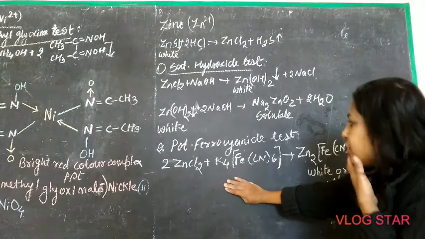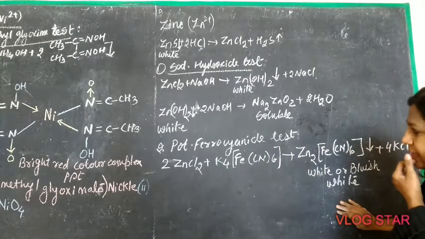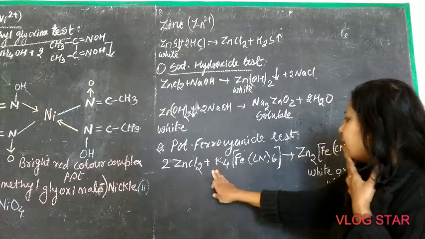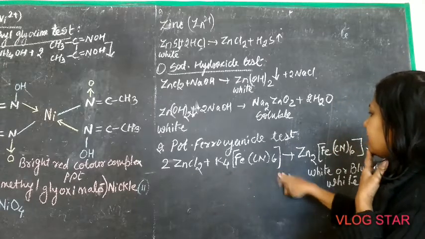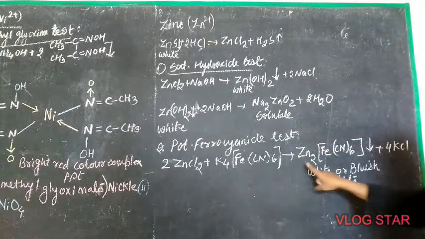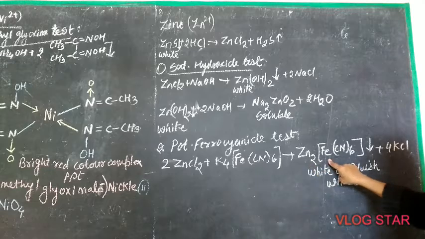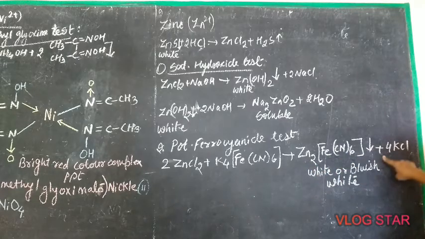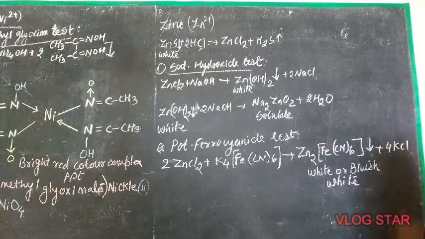Now the second is potassium ferrocyanide test. 2ZnCl2 plus K4[Fe(CN)6], potassium ferrocyanide, gives Zn2[Fe(CN)6]. This is white or bluish white PPT, plus 4KCl.